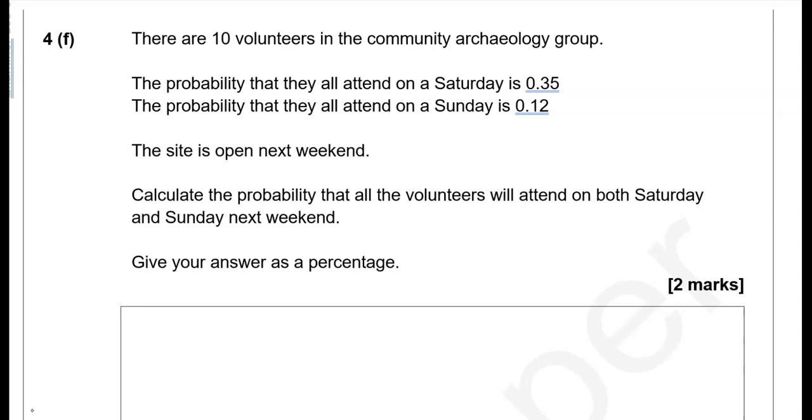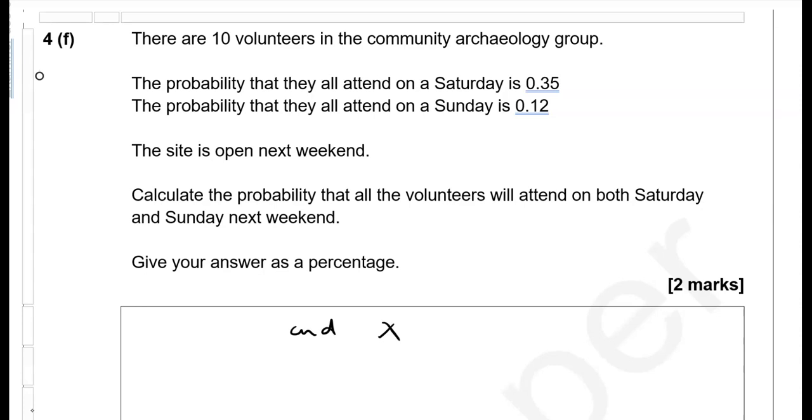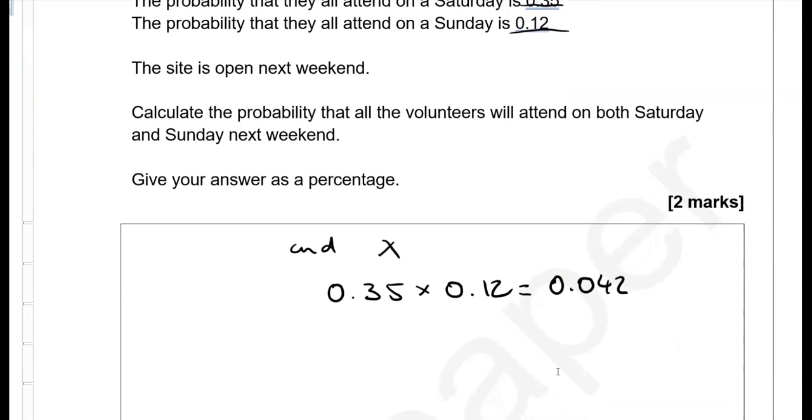So we are looking at the probability that they attend on Saturday and Sunday. That means we need to use multiplication. So we get 0.35 times 0.12, which is 0.042. We've got to give our answer as a percentage, so we're going to multiply this by 100 or move the decimal point 2 places to the right, which is going to give us 4.2%.